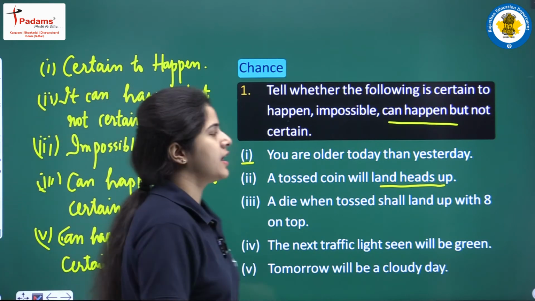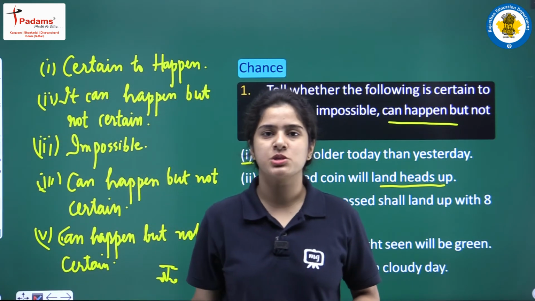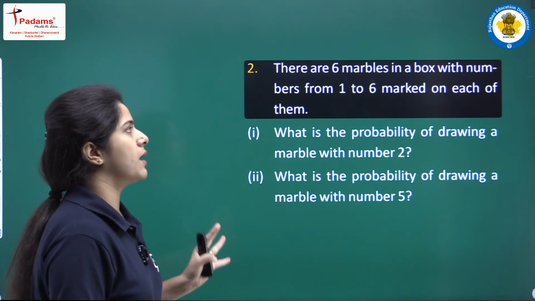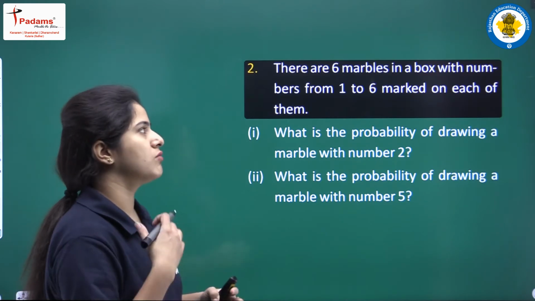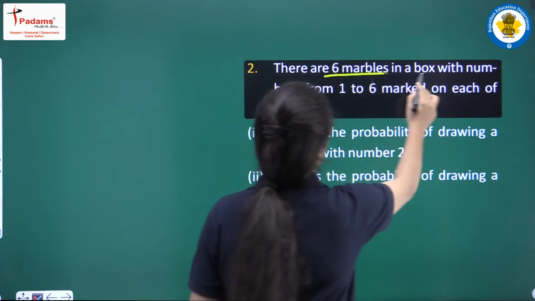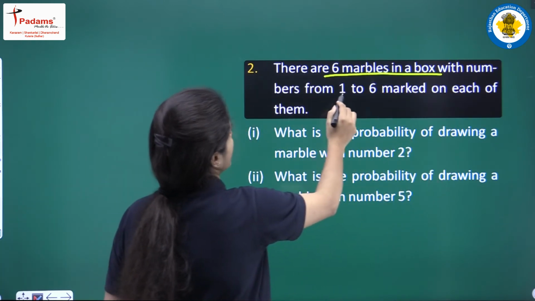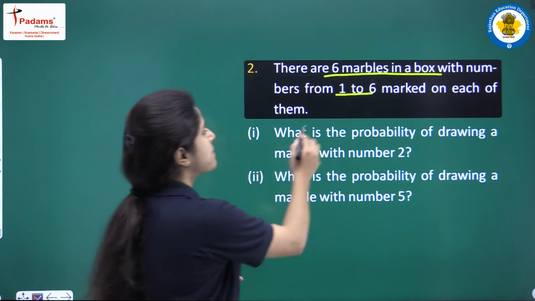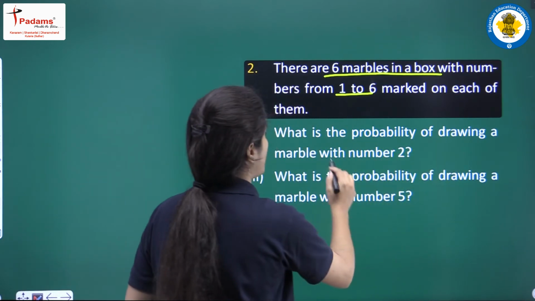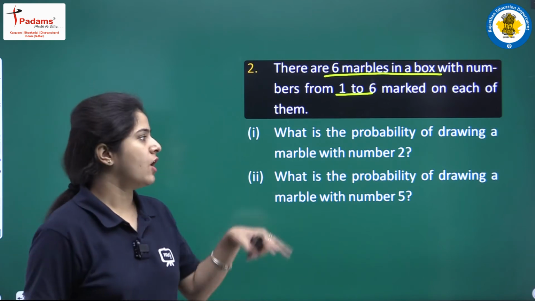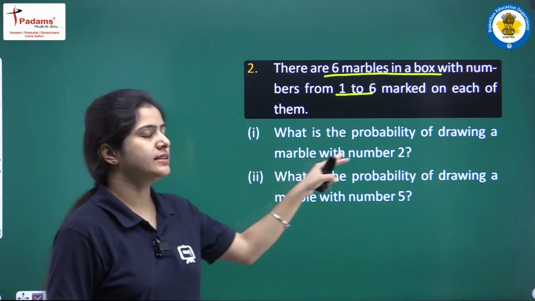Alright students, now we'll be looking at another question. Question number 2. There are 6 marbles in a box with numbers from 1 to 6 marked on each of them. Now students, what is the probability of drawing a marble with number 2?